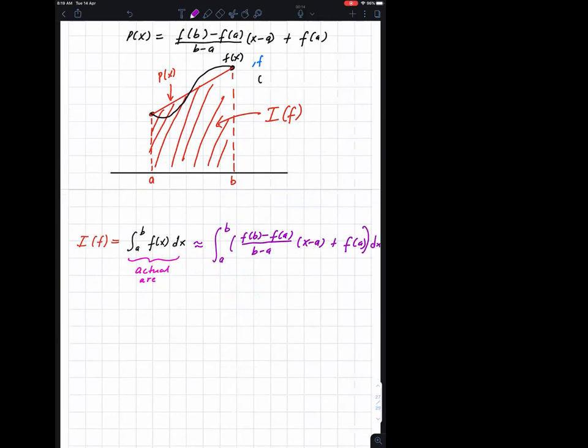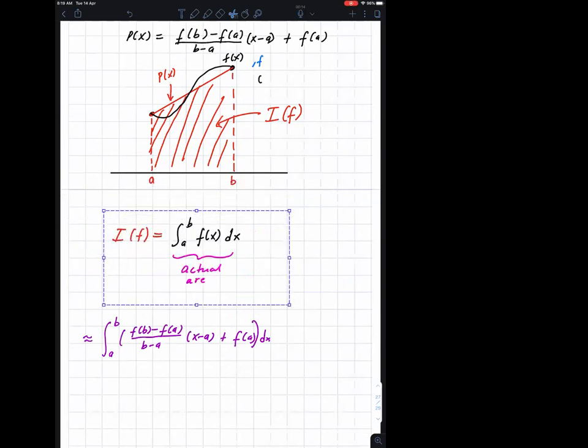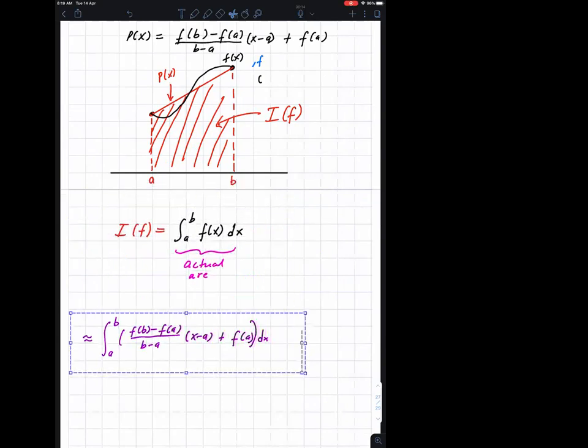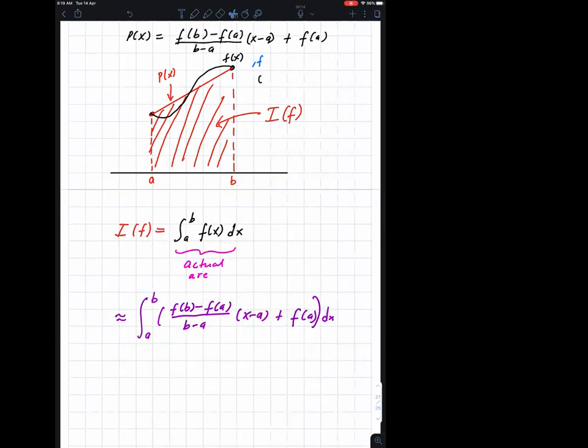Maybe guys, it's too small. Let me bring it down here and magnify it. Okay, you are trying to approximate the actual area using the equation of the line that we developed. Is it okay so far? Yes, sir. Okay, good.